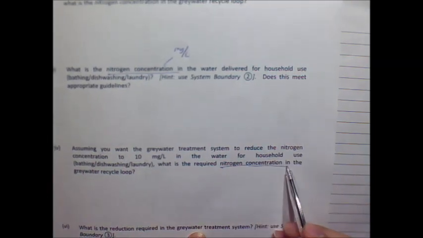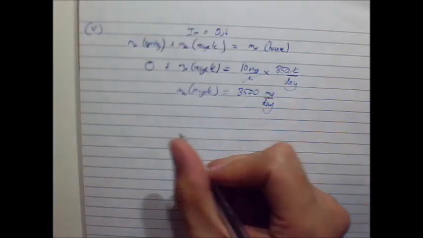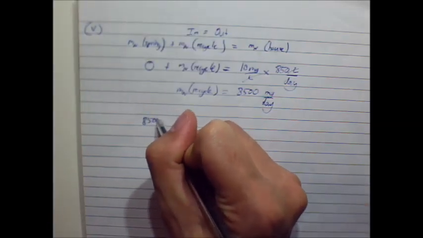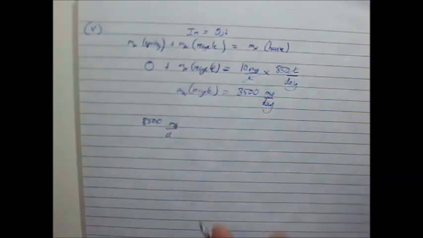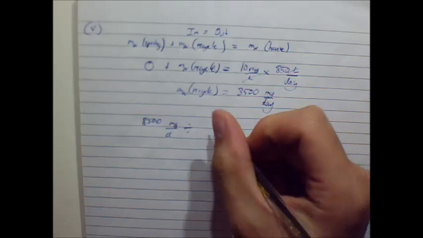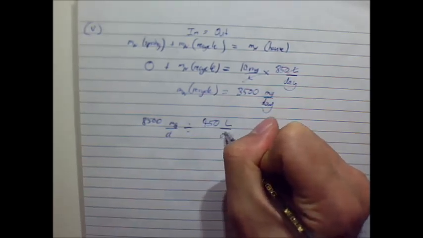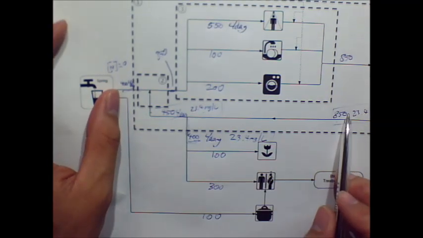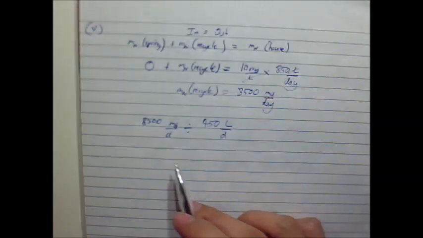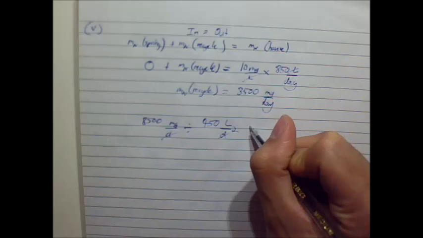Now again in the question, it's asking us for nitrogen concentration once more. So we need to work out what the concentration is. If we have a look at this, we'll do the same thing. We have 8,500 milligrams per day, and we will divide this by our flow rate, which was 450 litres per day. And the 450 was from here, which we worked out earlier. By calculating from this minus this will give us that. So we do this, and our units again will cancel out, bringing the litres down.